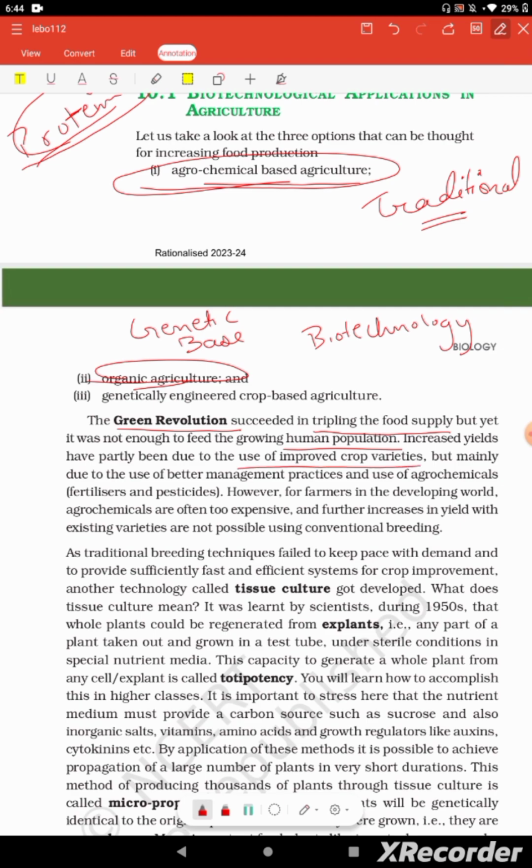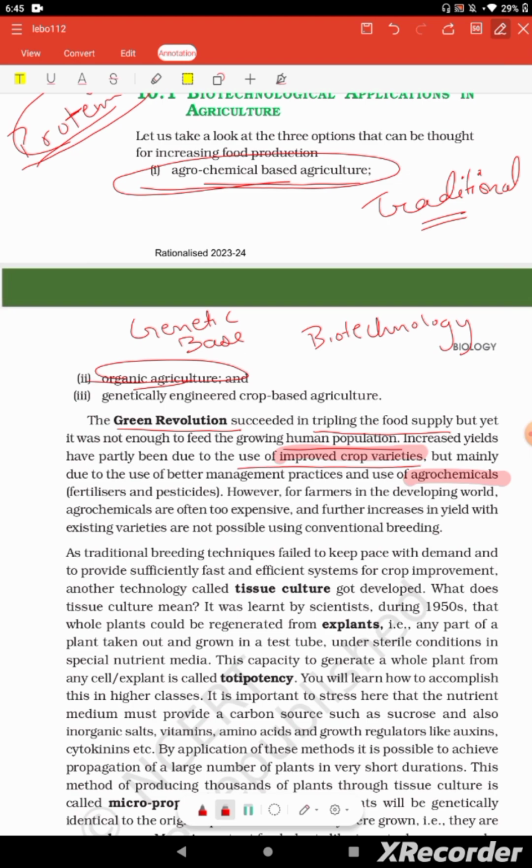So there are some reasons which have supported the increment of the food. First is the use of improved crop varieties, but mainly due to the use of better management practice and use of agrochemicals, that is fertilizer and pesticides. So not only improved varieties but also utilization of agrochemicals like chemical fertilizers and pesticides helped in increasing the yield.